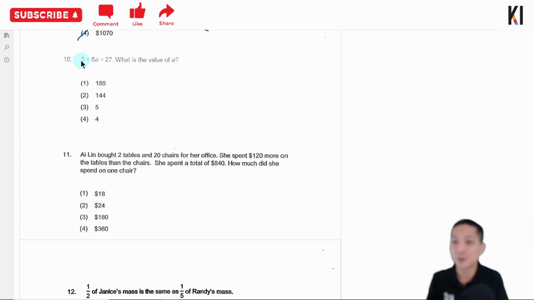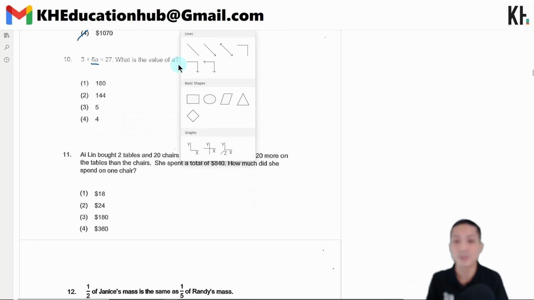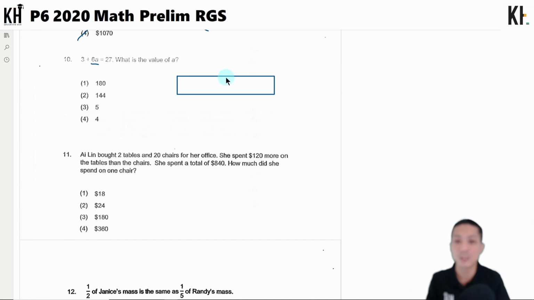Question 10, 3 plus 6a is equal to 27. What is the value of a? Okay, so for this question, if you're not very familiar, you can always draw a simple model. This kind of question is very straightforward to us, but to P6 kids it might not be that straightforward. So what you can do is cut this into 6 parts.